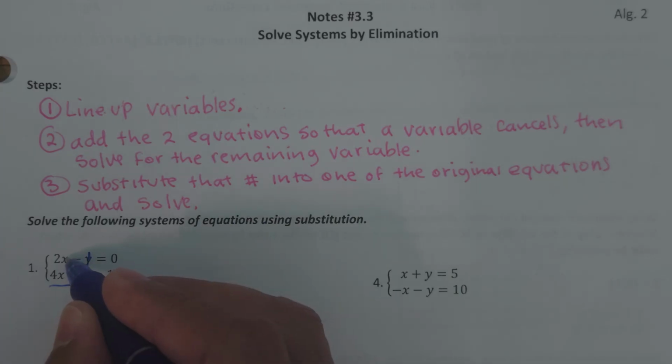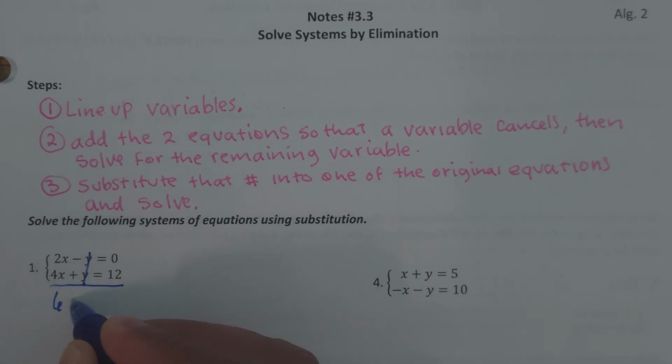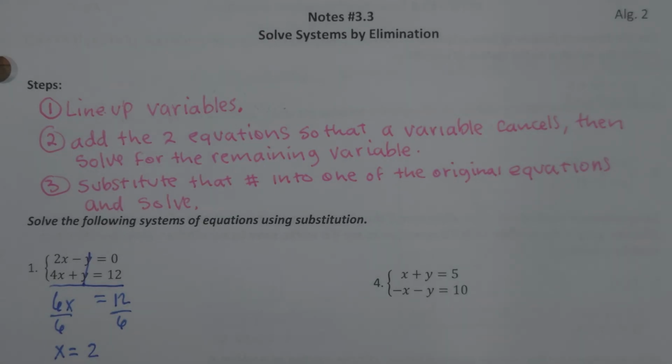So then if I add 2x and 4x, I combine to 6x. So then 0 plus 12 gives me 12. Then we divide by 6. Which means that the coordinate for x is 2, because 12 divided by 6 is 2. So once we find this coordinate, let's go ahead and find the y coordinate.